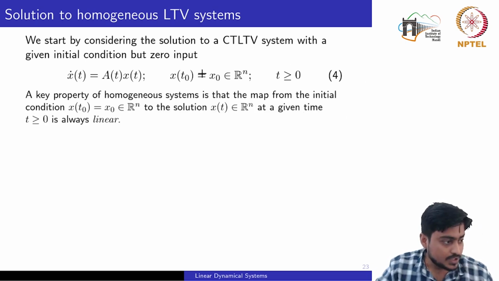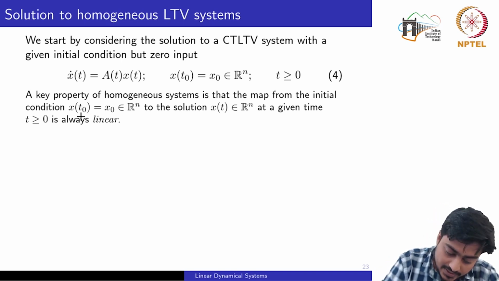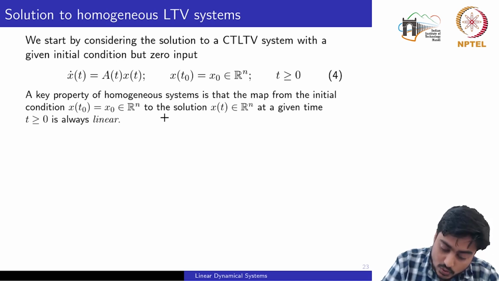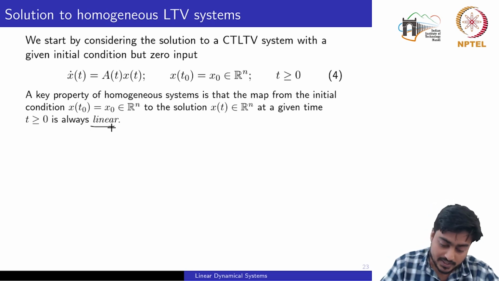There is a very nice property associated with the homogeneous system: when we compute the solution, the map from the initial condition x(t naught) equal to x naught to the solution x(t) at a given time is always linear. This means that, because of the linearity property, we can individually study the response of the state space system by first considering the homogeneous equation and then the non-homogeneous equation.